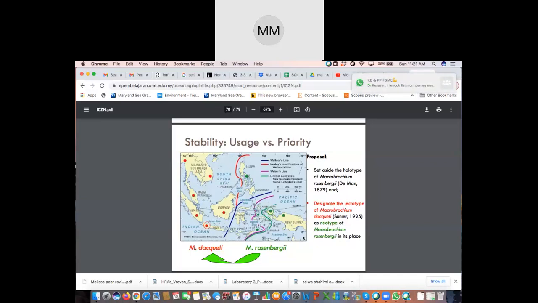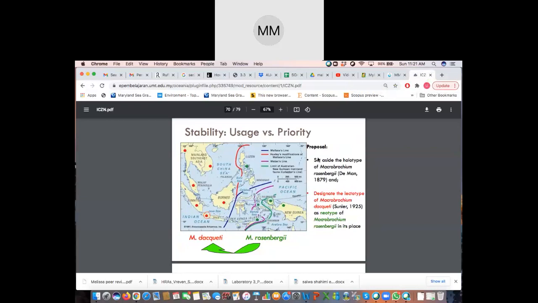You understand what I'm trying to get at? Why this problem technically occurred is that there was no established type for Macrobrachium rosenbergii from the very beginning, although the name was established. That is why it has become complicated. We had to recognize the Indo-West Pacific one as rosenbergii because, in terms of stability, everybody used it more frequently as rosenbergii. So we cannot omit that, and we have to use this as a neotype in replacement of the name for Macrobrachium rosenbergii.